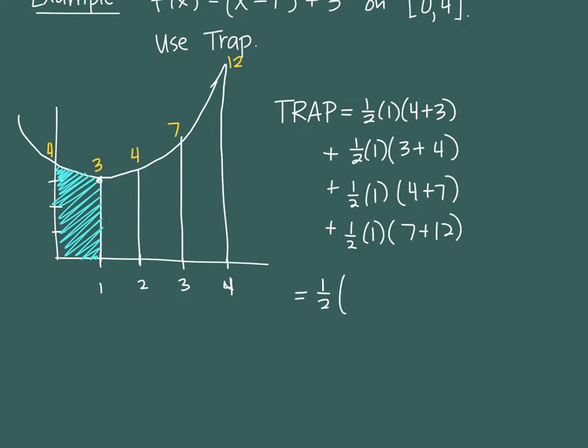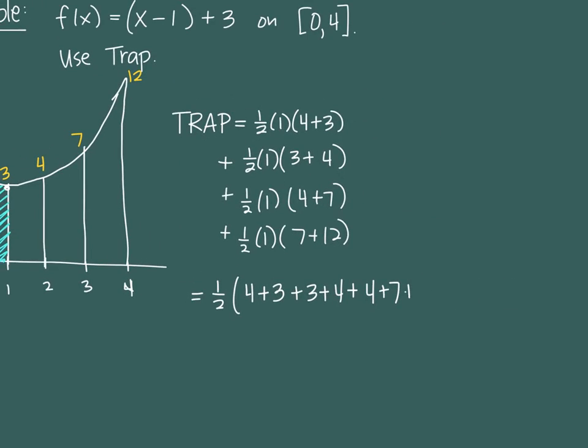1/2 is pulled out of the 4 plus 3, and then the 3 plus 4, and then the 4 plus 7, and then the 7 plus 12. So those are the individual terms. You may even find it easier to chunk this.